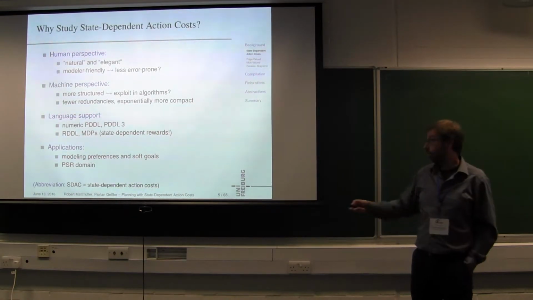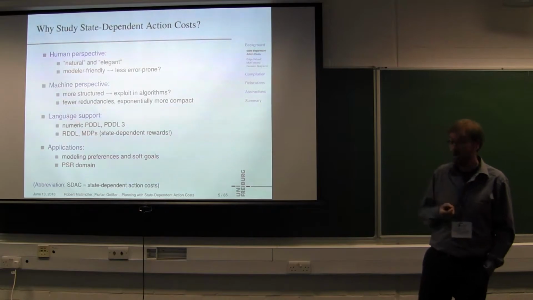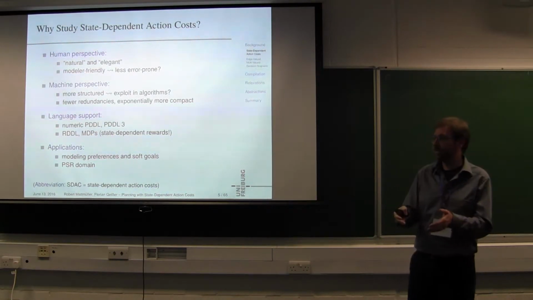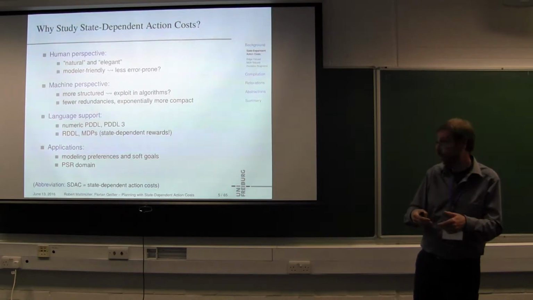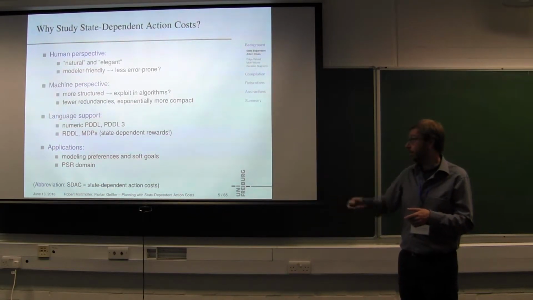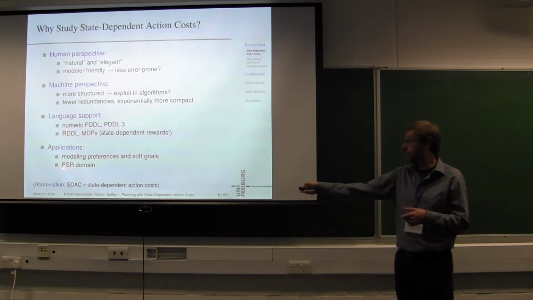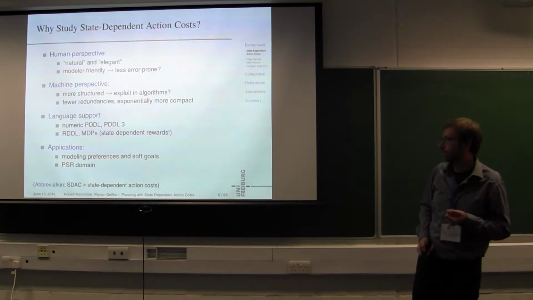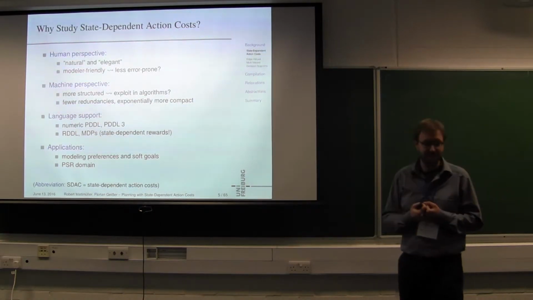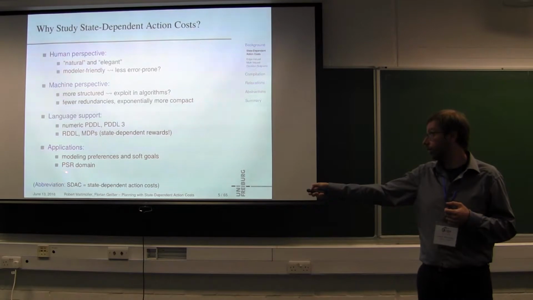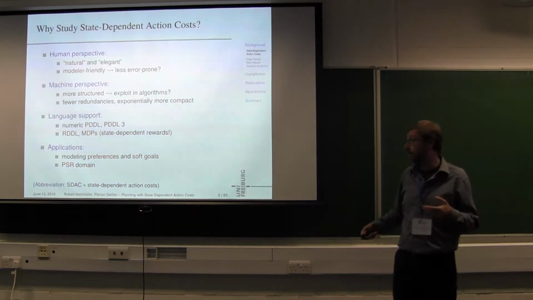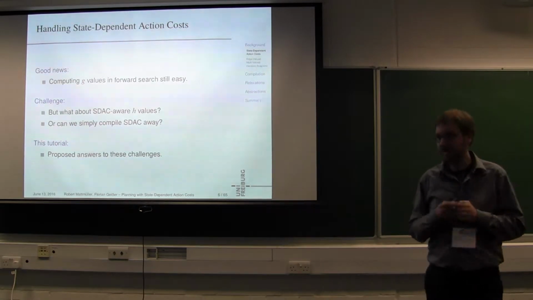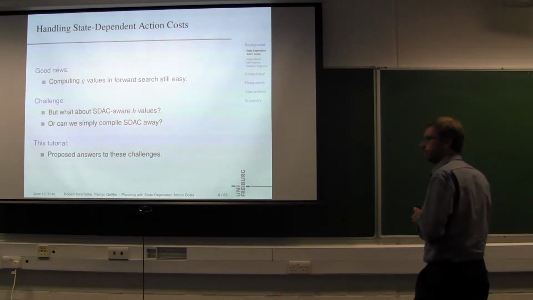And there are applications for which this is interesting. For example, you can model preferences using state-dependent costs. An action is less costly if more preferences are already satisfied. Similarly, you can model soft goals, and a concrete domain is the power supply restoration domain that also models preferences as action costs. So you have the preference that as much power supply as possible is already restored, and this makes your action cheaper. Okay. So that's the motivation for looking at state-dependent action costs.